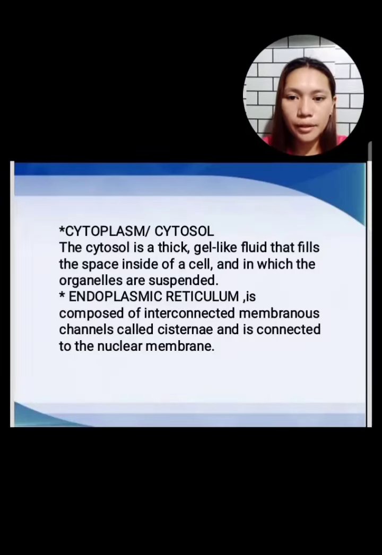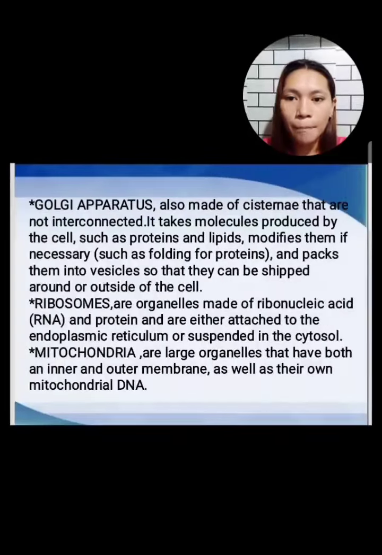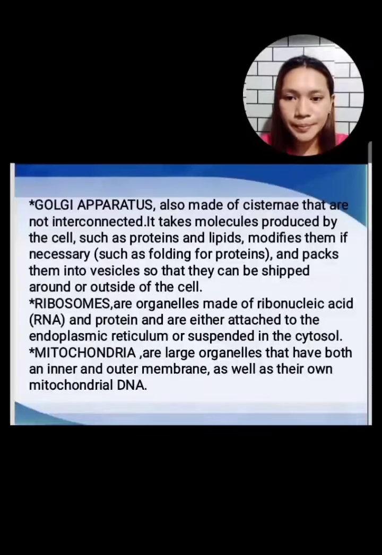Endoplasmic reticulum is composed of interconnected membranous channels called cisternae and is connected to the nuclear membrane. Next is Golgi apparatus, also made of cisternae that are not interconnected. It takes molecules produced by the cells such as protein and lipids, modifies them if necessary such as folding for proteins, and packs them into vesicles so that they can be shipped around or outside of the cell.